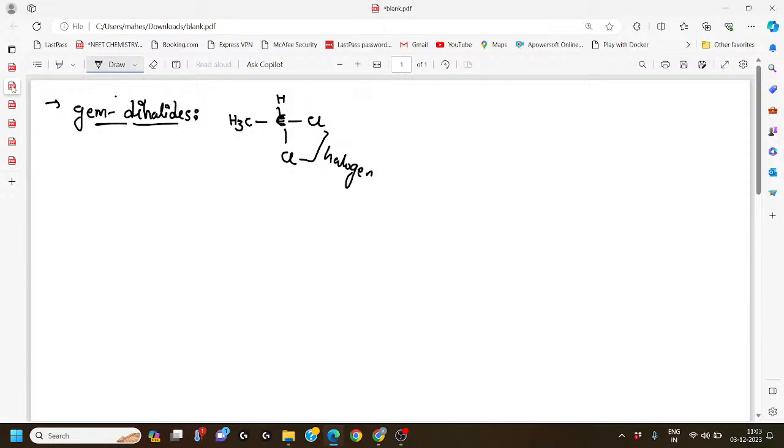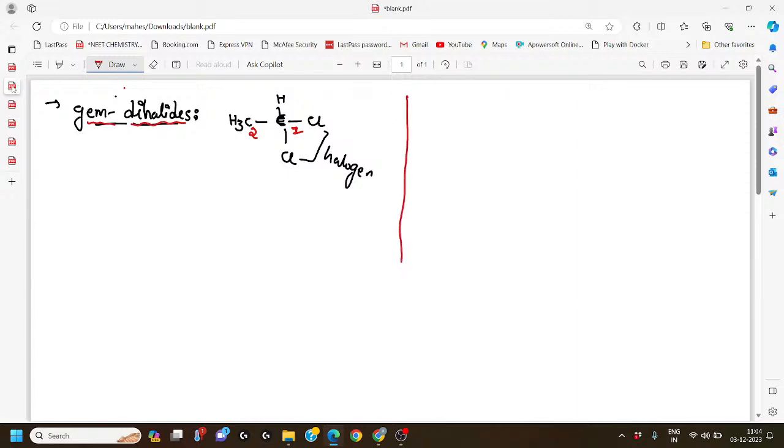Here we can name it by numbering as 1 and 2. In the given organic compound, two carbon atoms are present. The carbon atom in position 1 is attached to two halogen atoms. This type of arrangement is called geminal dihalides.